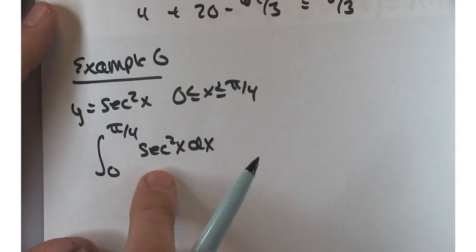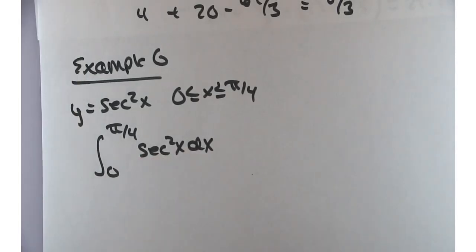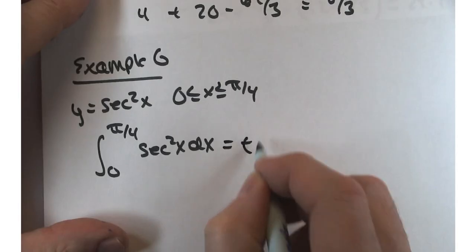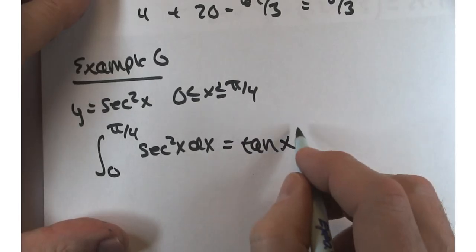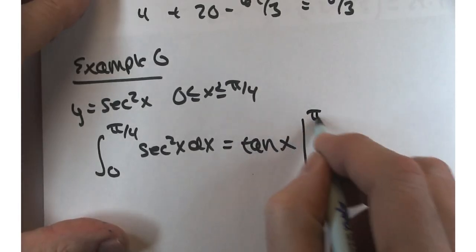So the big thing we need here is an antiderivative. So I'm picking your brains here a little bit. What's the antiderivative of secant squared? What do you differentiate to get secant squared? Tangent. Well done. I'm impressed because it's been a while since we've seen that. Tangent between 0 and pi over 4.